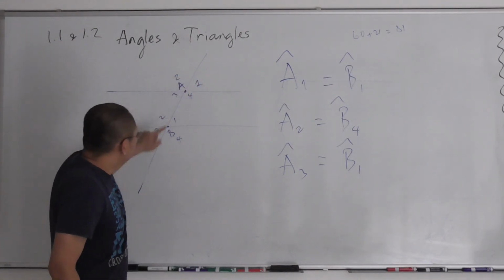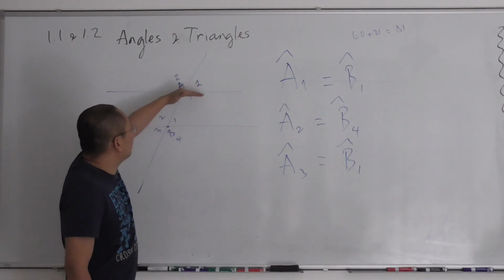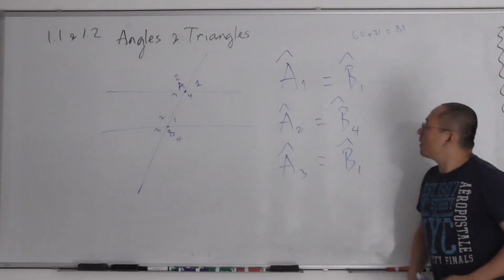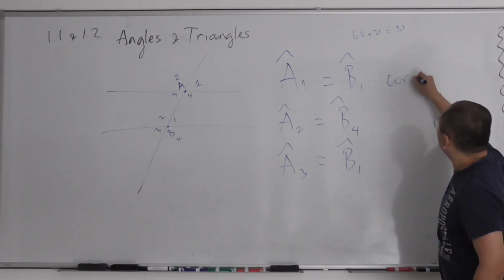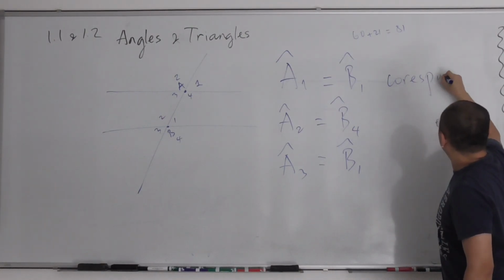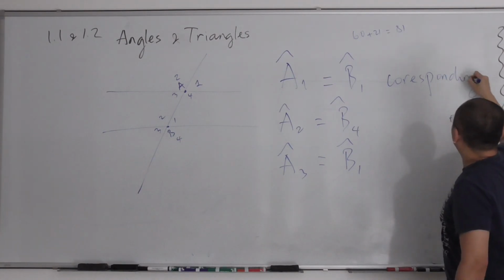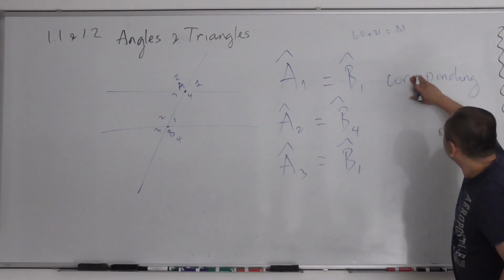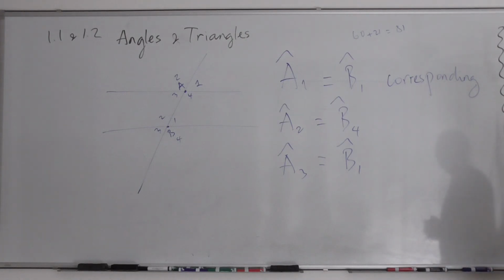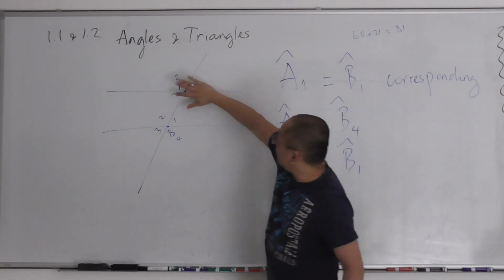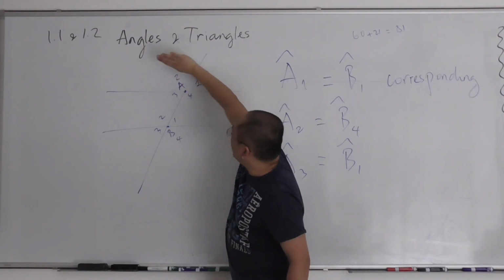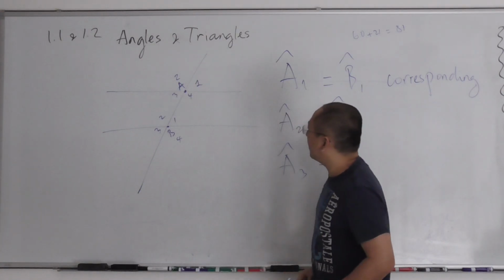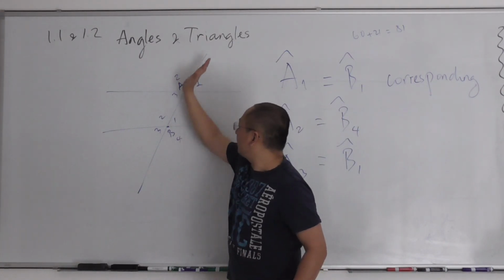A1 and B1 are on the same side, both above the parallel lines, so this pair of angles are corresponding angles. And a pair of corresponding angles is always equal to each other. Angle A2 and B4: A2 is outside of the two lines, above them. B4 is below, so the pair of angles are outside of the parallel lines, and they are on opposite sides of the third line.